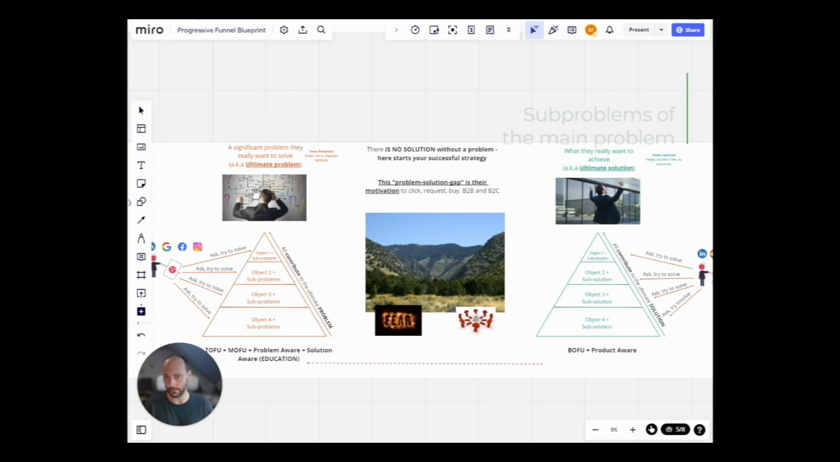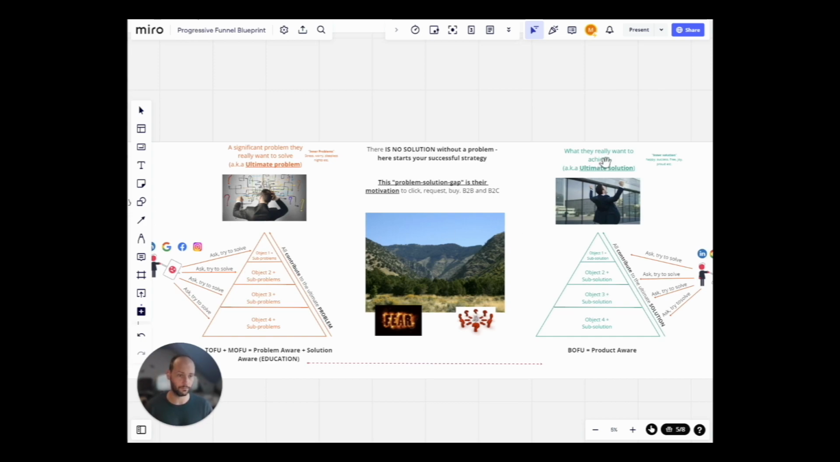Now, the problem never comes alone. There are always sub-problems. For example, if you don't have enough clients and not enough revenue, then maybe you don't have an attractive offer. Maybe you don't know your market well enough. You don't know what your clients want to see, read, hear, and buy from you. Your landing page is not generating high enough conversion rates. Your sales team is not closing, etc. So these are all sub-problems that contribute to the ultimate problem.